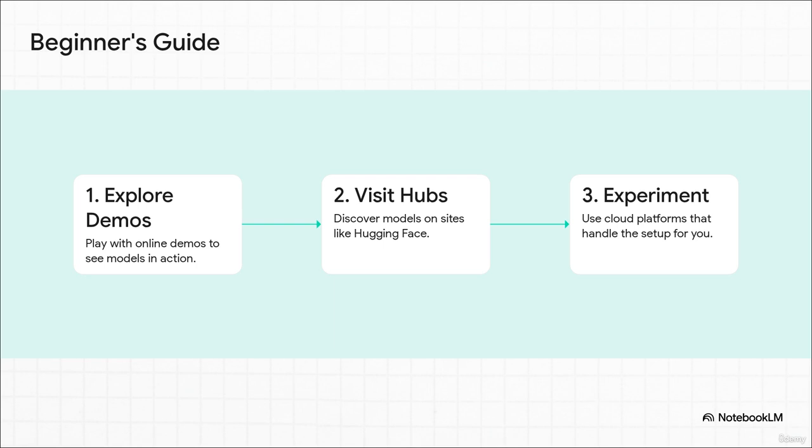After that, you've got to check out a hub like Hugging Face. Seriously, it's basically the grand central station for the AI community. It's just a massive library of models, data, and tools. And finally, you can even experiment on cloud platforms that do all the heavy lifting for you, so you can just focus on the fun part, building cool stuff.